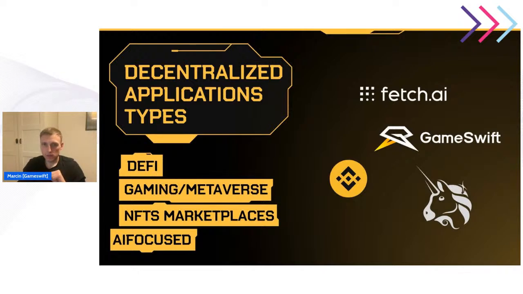The next one might be NFT marketplaces, so platforms dedicated to minting, buying, and selling tokens, using a dedicated standard for NFTs. These tokens typically represent art, collectibles, or other forms of digital property. The next category might be AI-focused platforms that integrate AI solutions within a blockchain framework, combining machine learning or data processing capabilities with decentralized, trustless infrastructure. And of course, some infrastructure projects like GameSwift allow different protocols to build based on that technology.